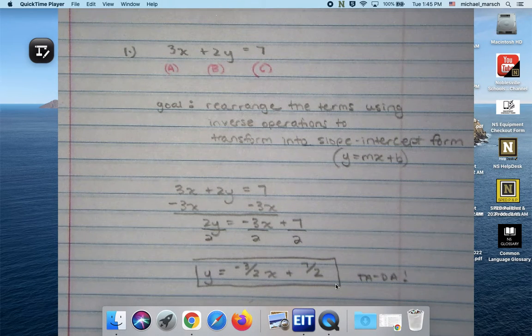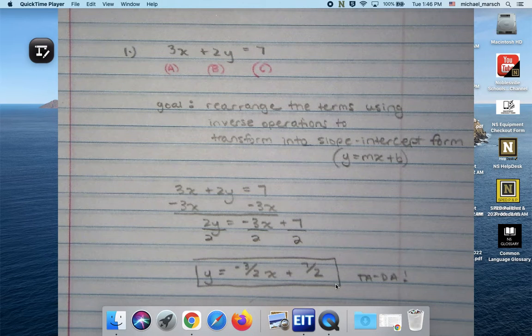So I could graph this now, right? I could plot 7 over 2 as my y-intercept, and then I could use the slope, negative 3 over 2, to make a few points, connect it, and I have a line. Pretty exciting, right? I can't really see your eyes, Nolan, but I'm pretty sure they're excited.